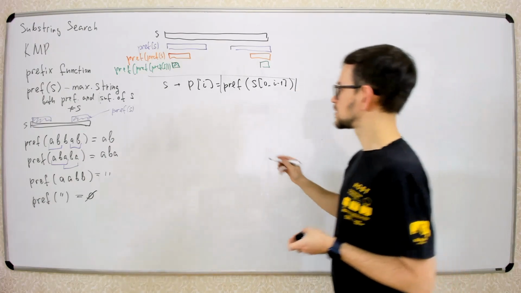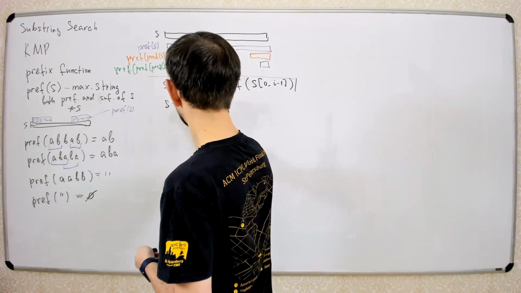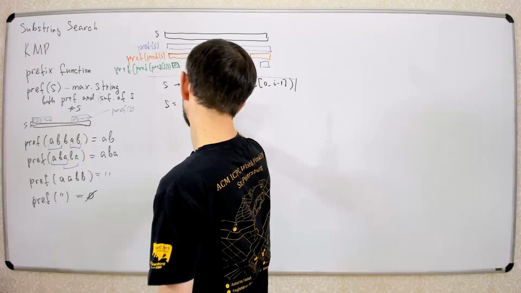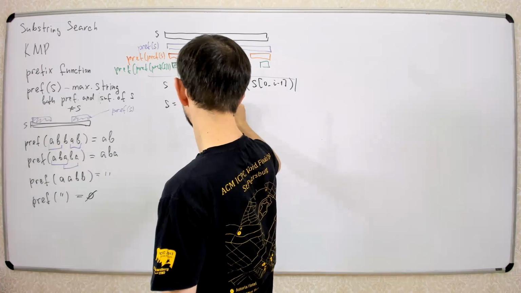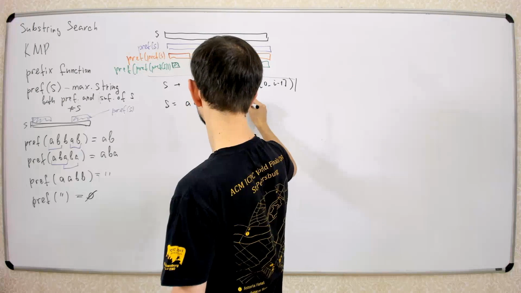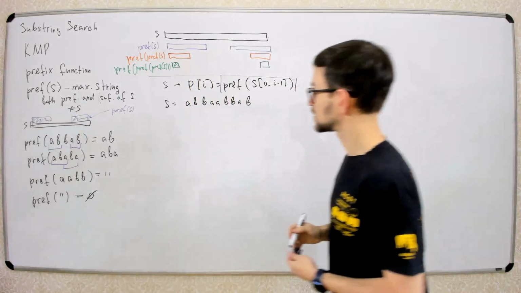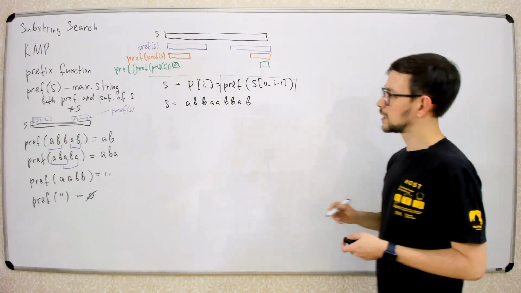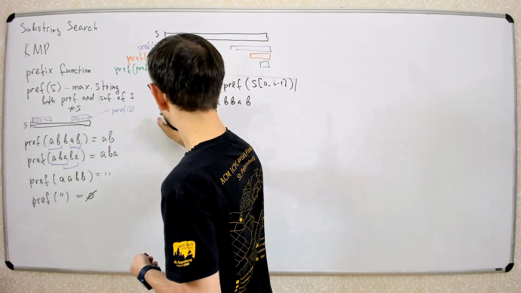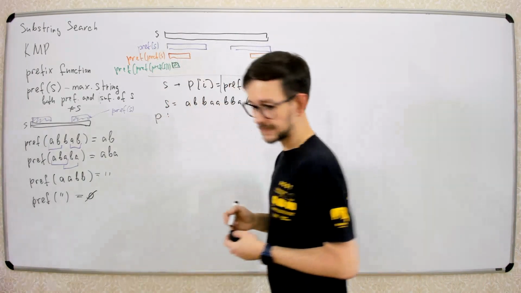For example, let's build some string. Let's say again a b, b a, b b a b, and so on. Something like that. Now, what will array p look like?